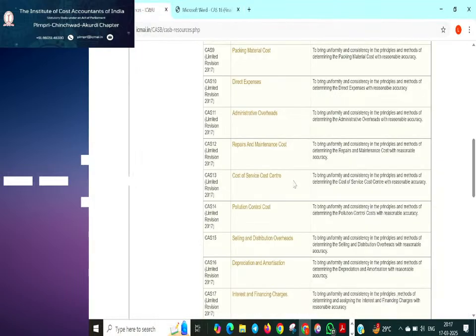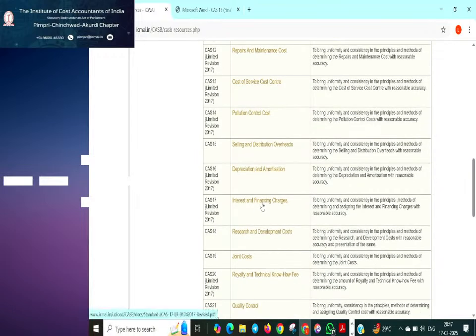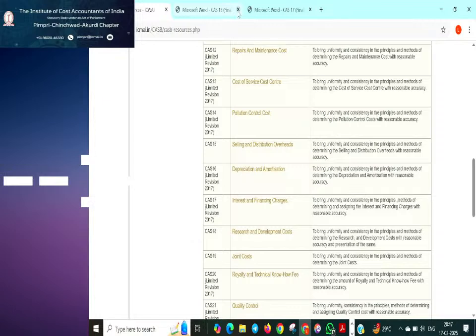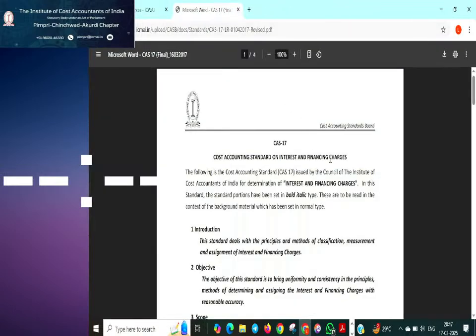Next is interest and financing charges. Cost accounting standard 17. So there are totally 24 cost accounting standards. Apart from that, cost accounting standard 25 is just an exposure draft which talks about inventory valuation, okay, which is a new scope for CMAs.